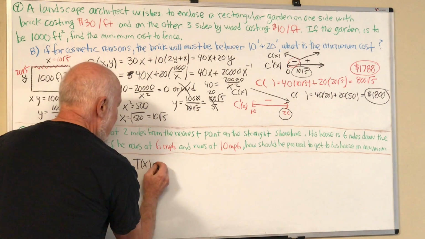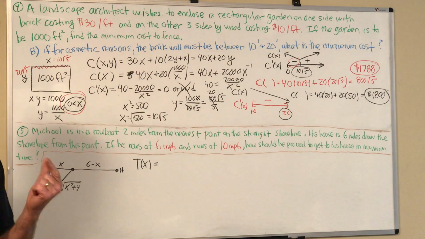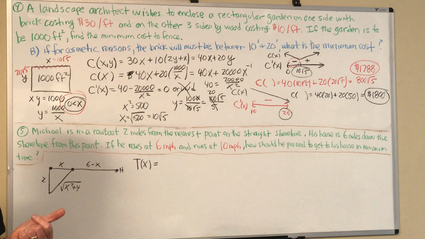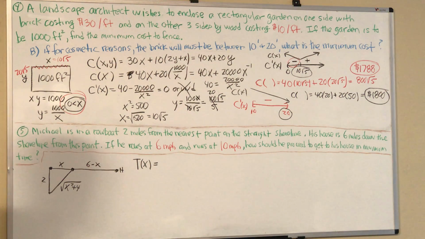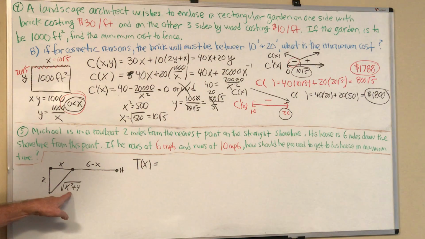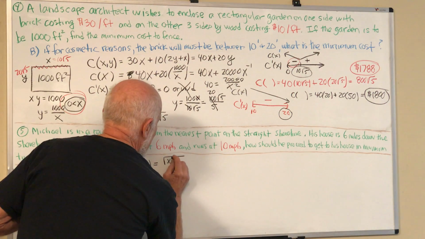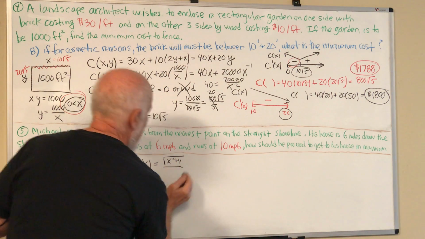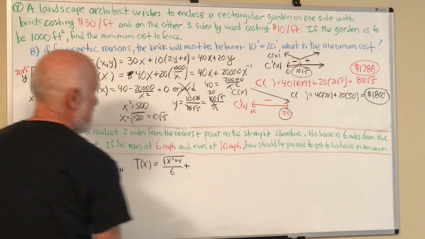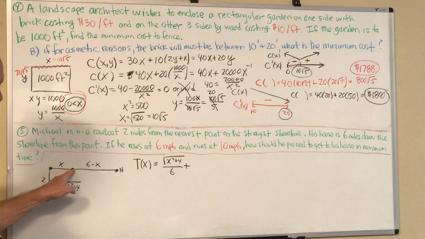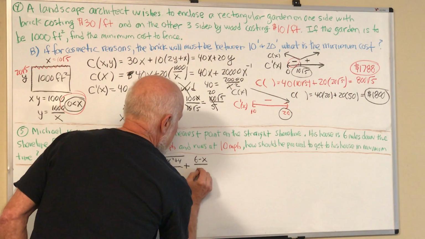Now you have to think back. Distance equals rate times time. So time equals distance divided by the rate that you're running or rowing. So let's do the rowing first. That's the distance that you row, and you row at 6 miles per hour. That's the rate. Now for the running, the distance you run is 6 minus x, and the rate is 10.